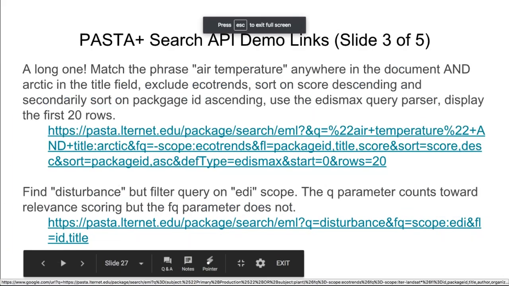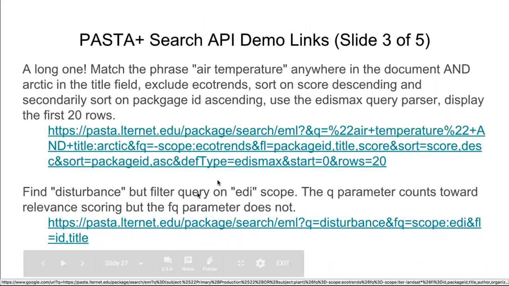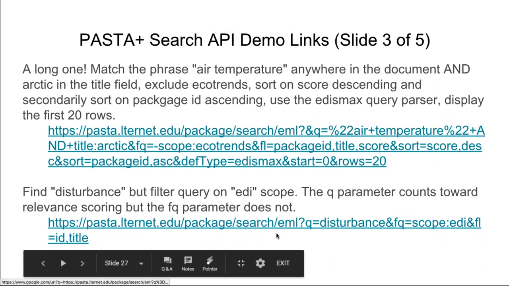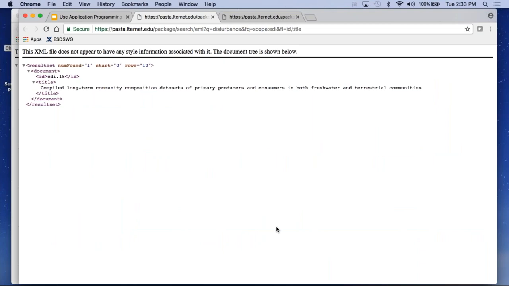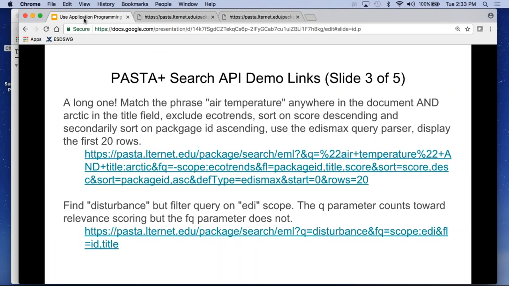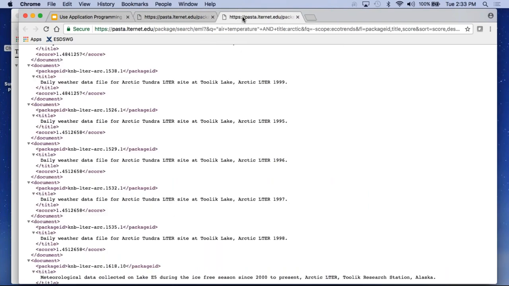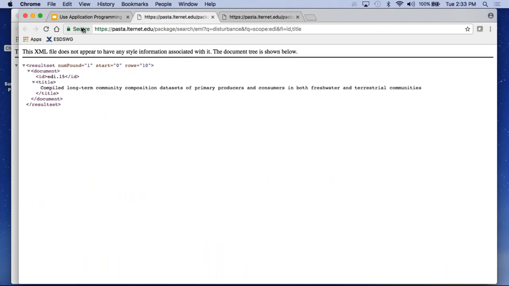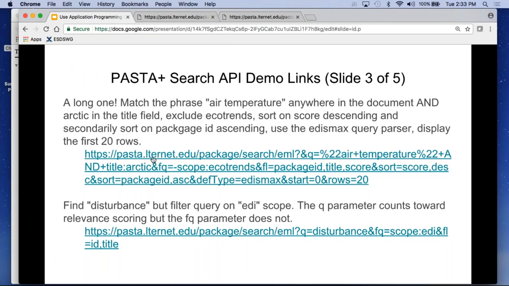Here's a query. Oh, okay, yes, thank you. I forget what the query was. We're asking for keyword disturbance for all EDI scoped documents, I believe. Yeah, filter query equals scope colon EDI. And we're asking for the ID and the title only. And it only matched one EDI document. We need more docs on disturbance, guys.